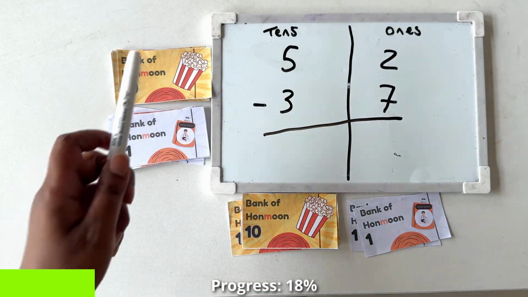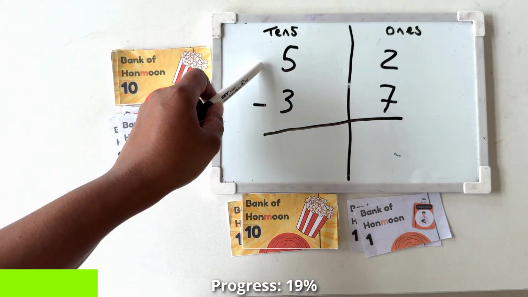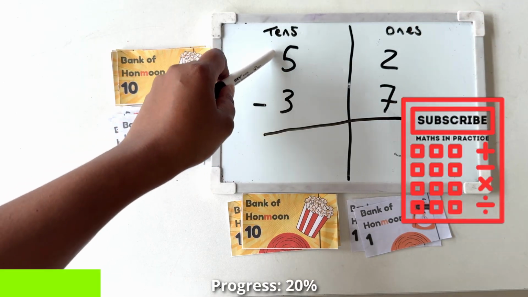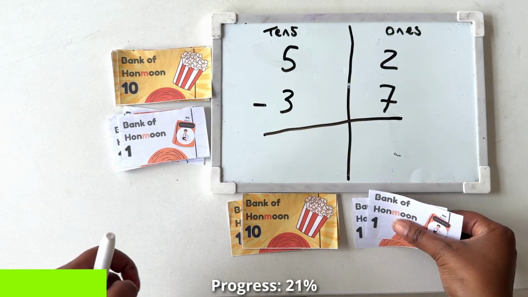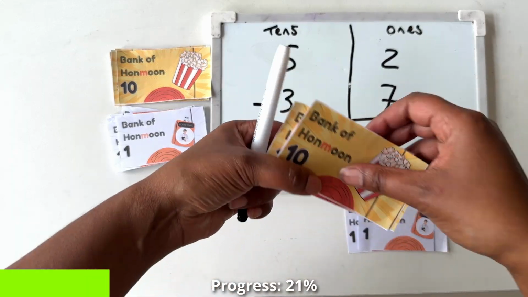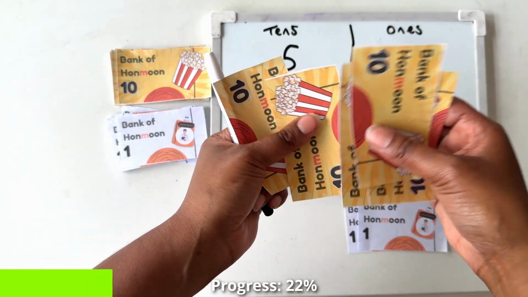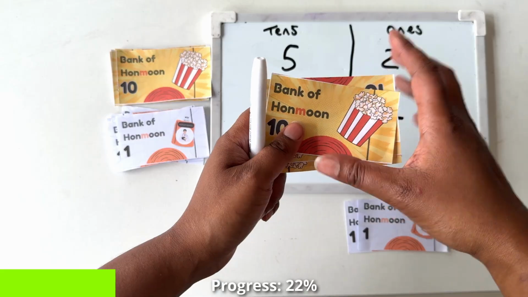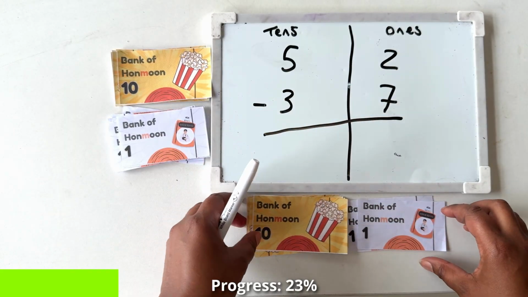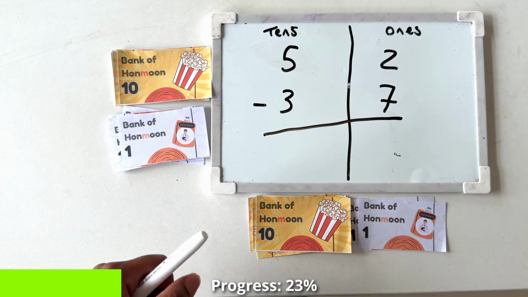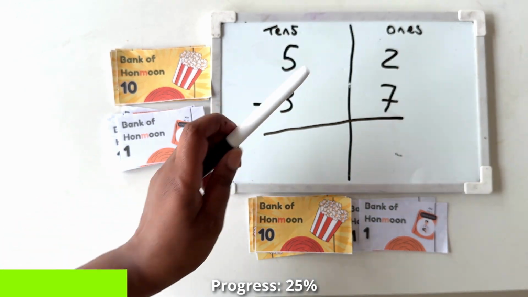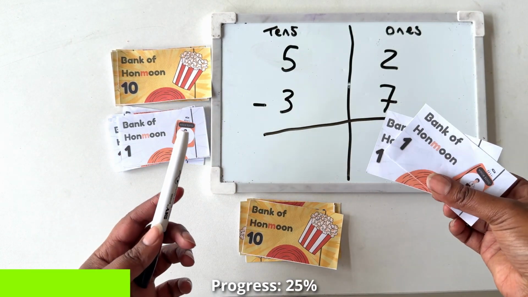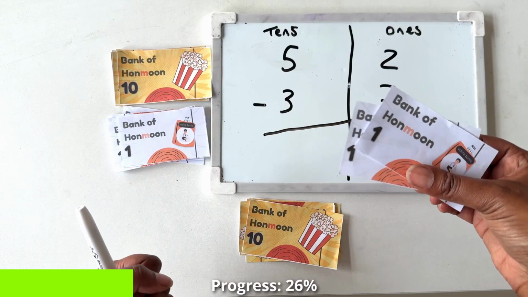So to start off, we have 52, which is our top number, what we're taking away from. So I have 2 ones in my ones column and 1, 2, 3, 4, 5 tens in my tens column. I want to take away 37. So I need to take away 7 from 2. I can't do that. I need more ones.